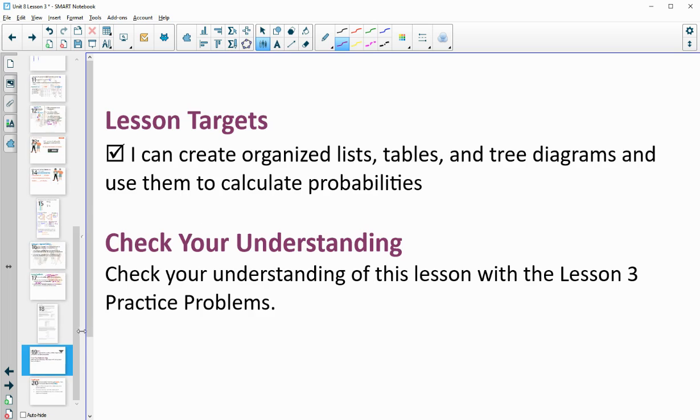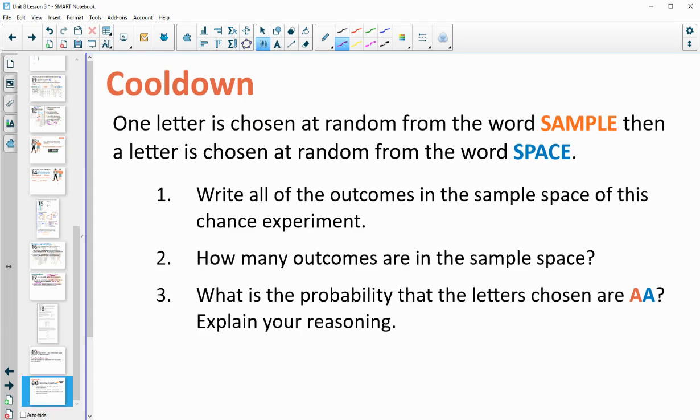And so hopefully now you see that you can create organized lists and tables and tree diagrams, and hopefully you understand how to use those to calculate probability. You can certainly check your understanding with this lesson by doing the lesson 3 practice problems. Remember that I have a video going through those as well if you need help. And here is the cool down for this lesson that you should work on and complete. And if you have questions about this or you're struggling with it, be sure to reach out to your teacher.